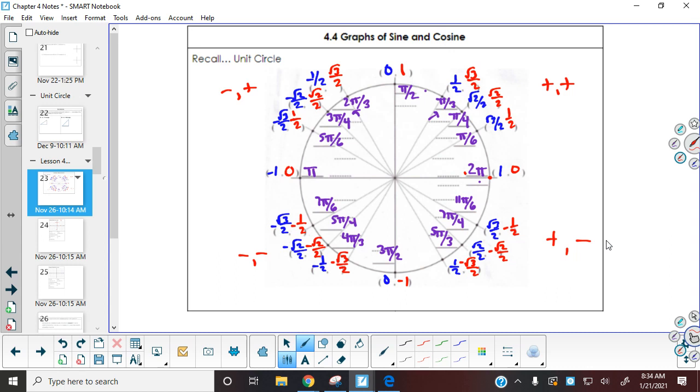What we are looking at today is the graphs of the sine and cosine function. Now, what you see here on this opening screen is our unit circle. And so what I did is I did a little bit of color coordinating. I did all of the radians in purple. I did all of the X values in blue, and I did all of the Y values in red.